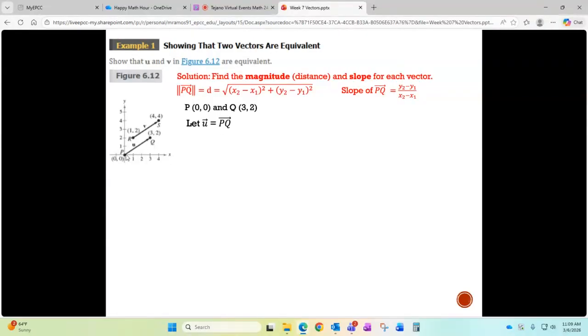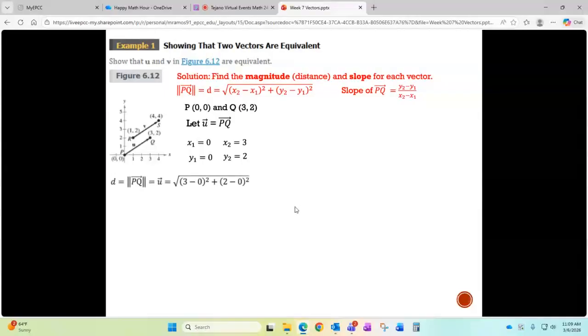So that's our vector u, which is also, again, PQ. So let's look at the values that we have for x and y. Again, P is 0, 0, so x1, y1 is 0, 0. Q is 3, 2, but we're going to label that as our second point. So x2 is 3, y2 is 2. Putting it this way helps you see what you're plugging into the formulas.